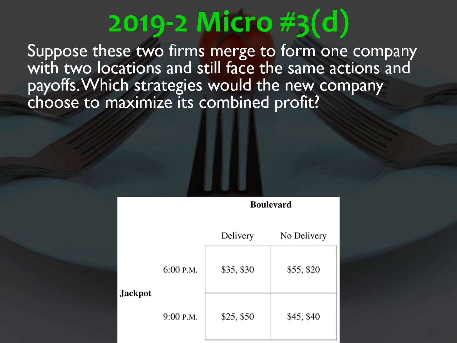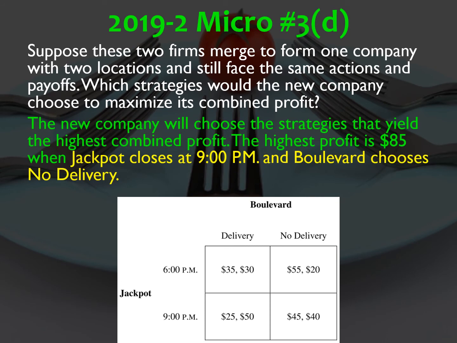D, suppose these two firms merge to form one company with 2 locations and still face the same actions and payoffs. Which strategies would the new company choose to maximize its combined profit? Basically, what you're looking for is the box that has the highest total profit of the 2 numbers combined. So that's going to be this box here, 85 bucks. Jackpot is going to close at 9 o'clock, and Boulevard is going to choose no delivery. This sum of 85 is higher than any of the other 3 boxes.